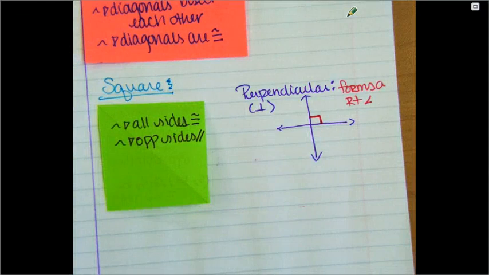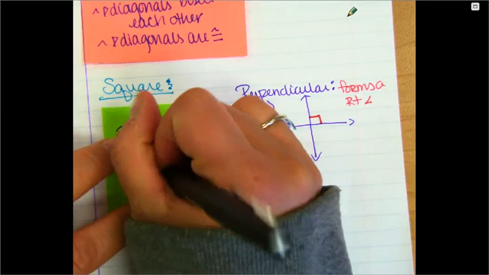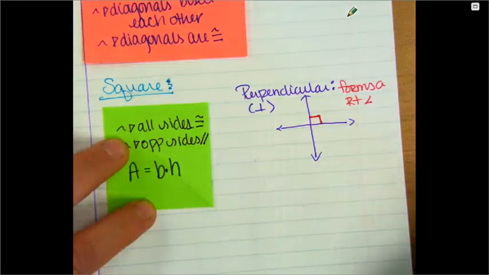Are these perpendicular right here? Yes. Oh, okay, good. What is the formula for area of a square? We don't use length and width anymore. We use base and height. You could say side squared, but base and height works. Good?